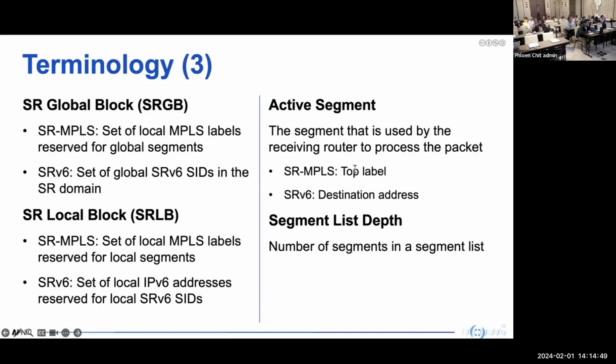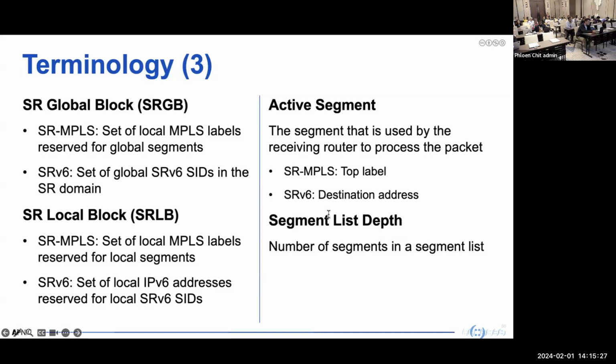Still many terms. Okay. The SR global block, or SRGB, is a set of local MPLS labels reserved for the global segment. In the case of SRv6, SRGB is the set of global SRv6 SIDs in the SR domain. The SR local block, or SRLB, is a set of local MPLS labels reserved for a local segment. In the case of SRv6, SRLB is the set of local IPv6 addresses reserved for local SRv6 SIDs.